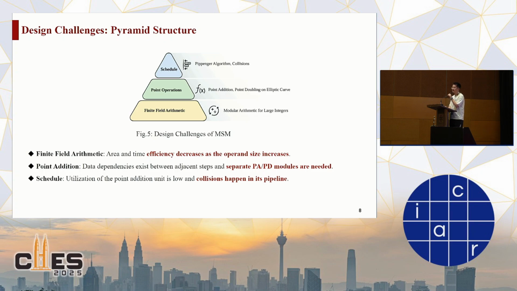On top of that is the scheduling. Considering that the cost of 1 point addition unit is always very high, and it is usually designed as a multi-stage structure, the utilization of this unit is very low, and collisions may happen in the pipeline.